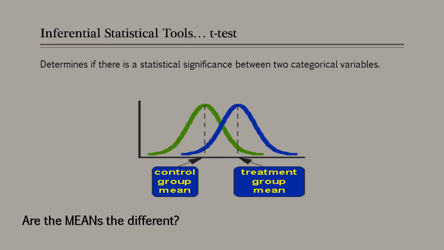The graph shows the distribution for the treated, the one in blue, and control, the one in green, groups in a study. The figure indicates where the control and treatment groups' means are located. The question the t-test addresses is whether the means are statistically different.